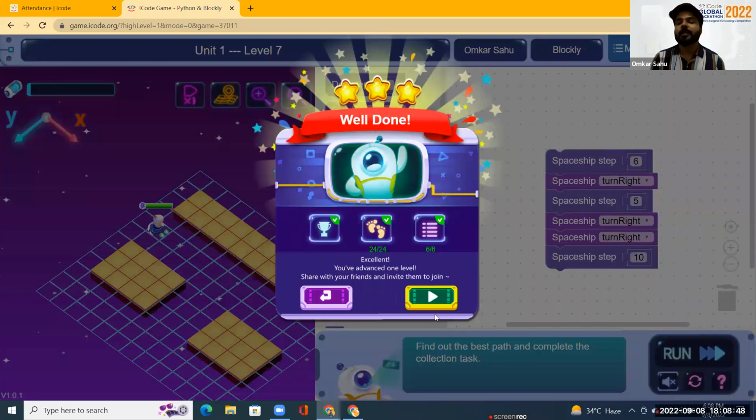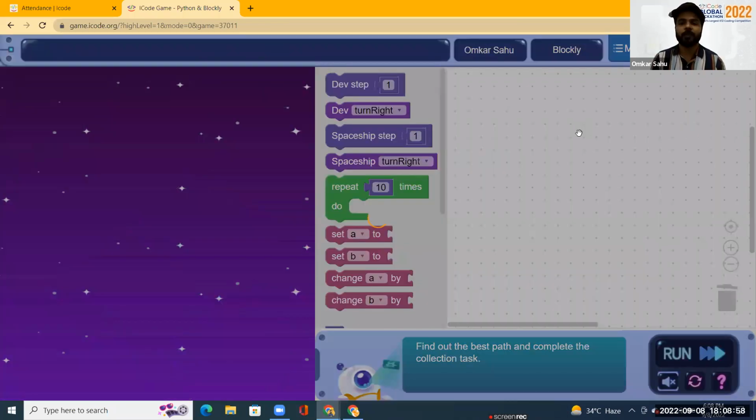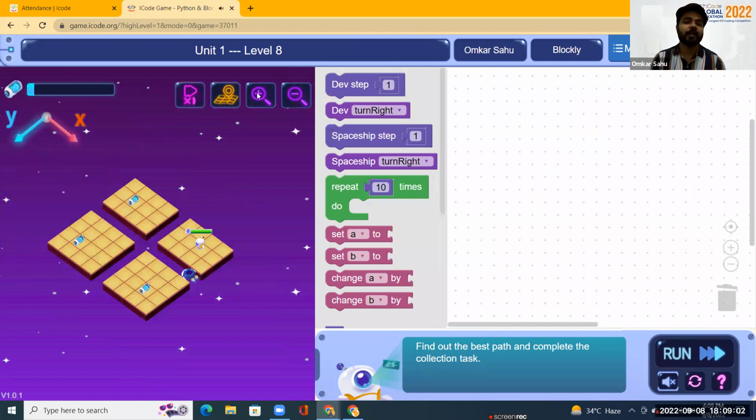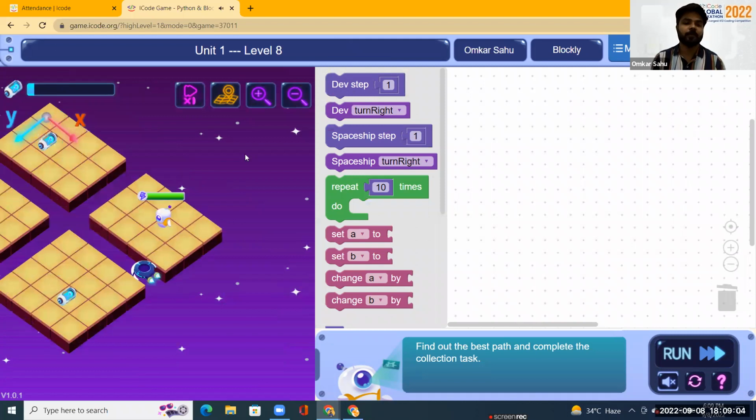Great. Now we will click on the green button to go ahead to the next section, the next level we have to see. As soon as you click on the green button, you will be able to see the next level. Okay, let's see.